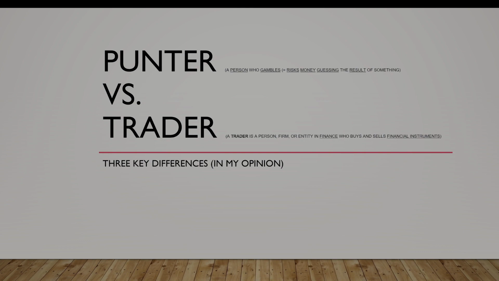Here it's just a pure definition. The punter, as per the definition, is a person who gambles, which equals risks money guessing, and guessing is a key word, I'll get back to that, guessing the result of something. And the trader has a little bit more sophisticated definition: a trader is a person, firm, or entity in finance who buys and sells financial instruments.